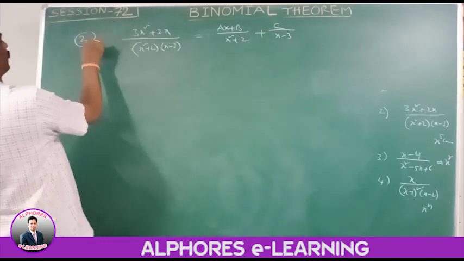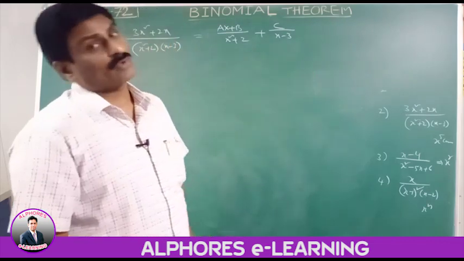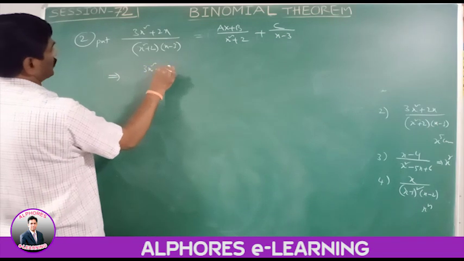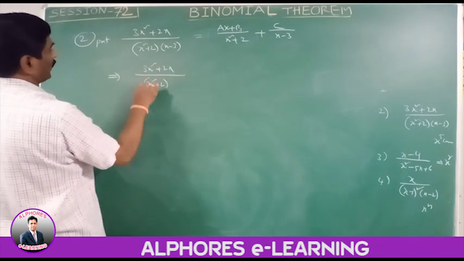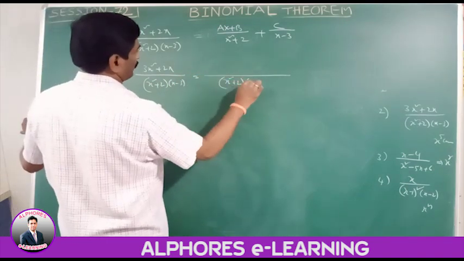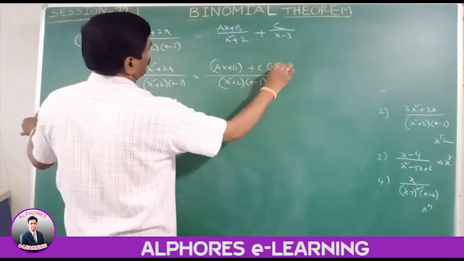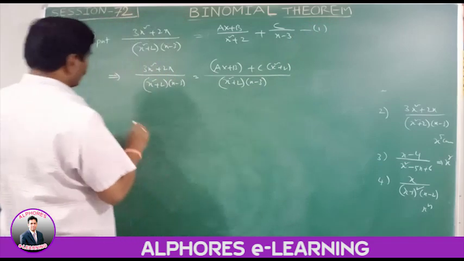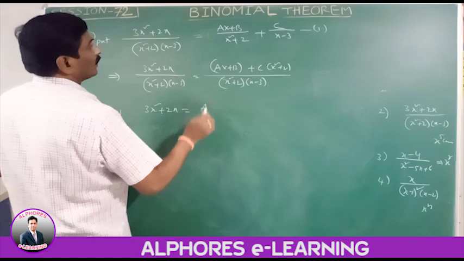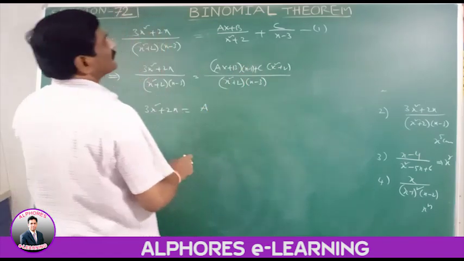Put this value equal to it. First we resolve the given fraction into partial fractions, then by using infinite series we find the coefficients. Here what is the LCM? (3x square plus 2x) by (x square plus 2) into (x minus 3) is equal to, LCM is (x square plus 2) into (x minus 3). Here (Ax plus B) into (x minus 3) plus C into (x square plus 2). After equating the numerators, the denominators cancel. 3x square plus 2x is equal to, what is the value? (Ax plus B) into (x minus 3) plus C of (x square plus 2).